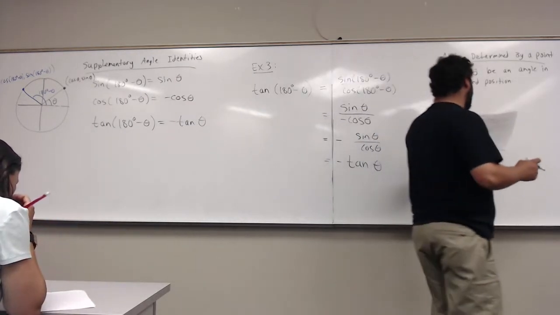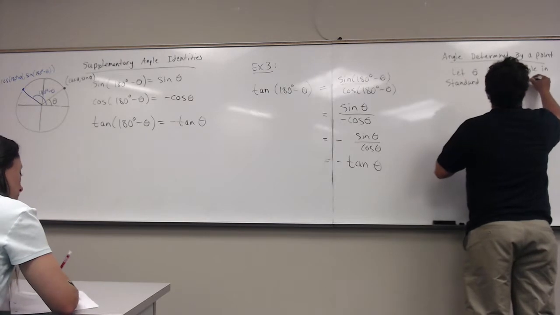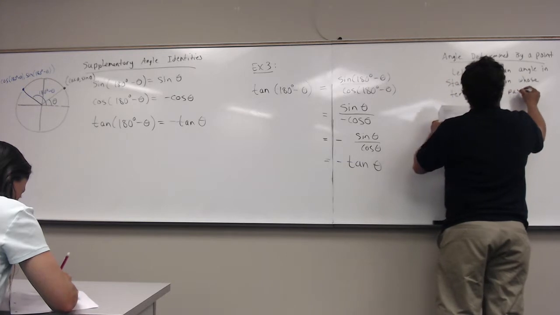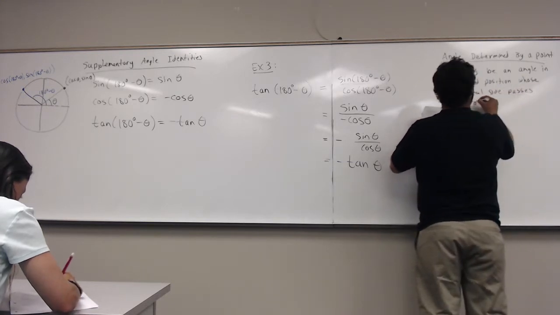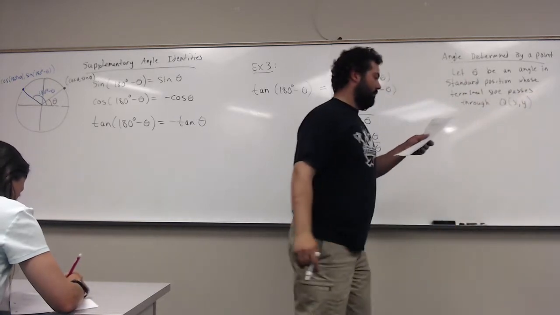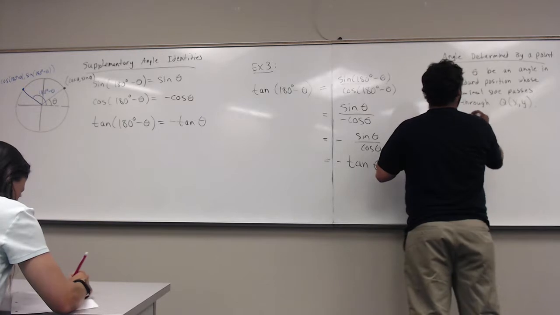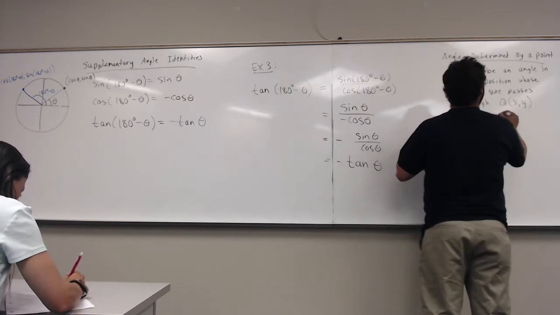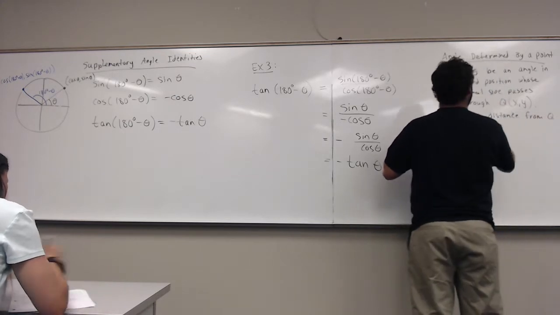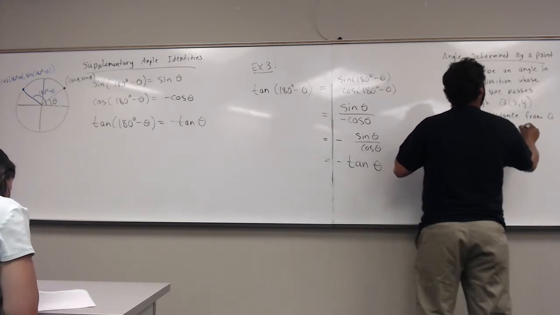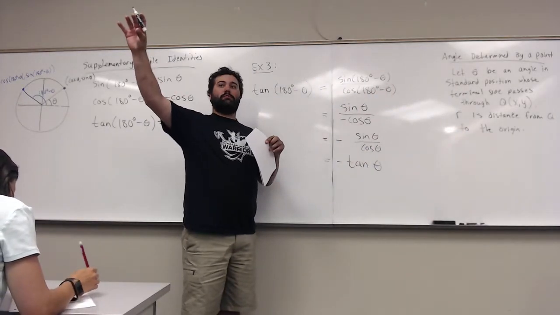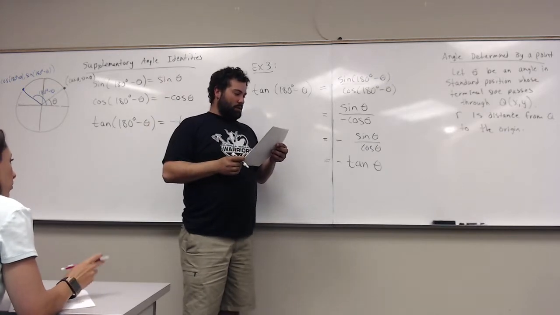Okay, so let theta be an angle in standard position whose terminal side passes through the point Q, and we'll just say the coordinates of Q are x comma y. And then R, for radius, is the distance from Q to the origin. Everybody's okay with origin just representing the point 0, 0 in the coordinate plane?